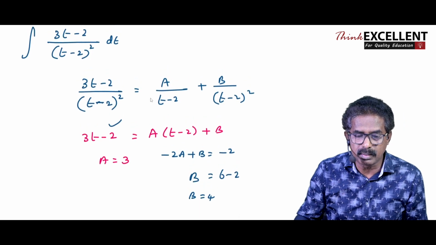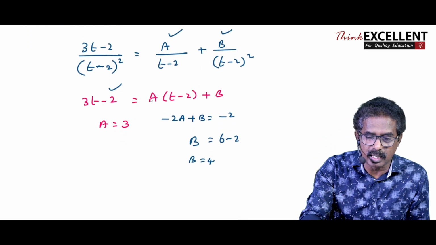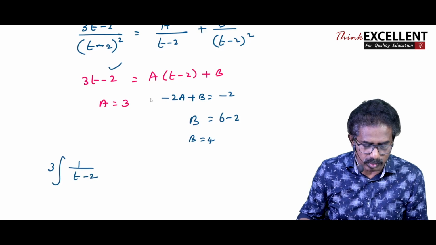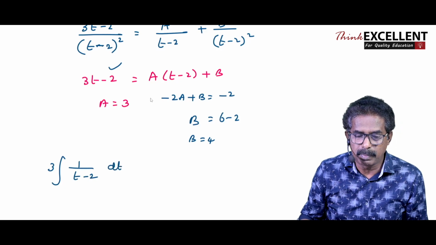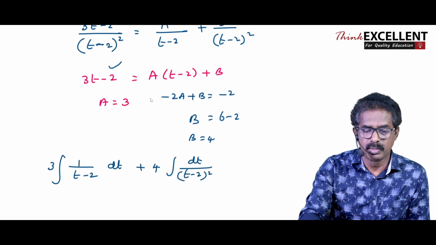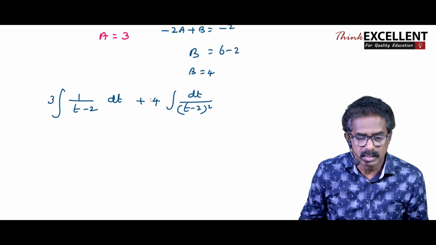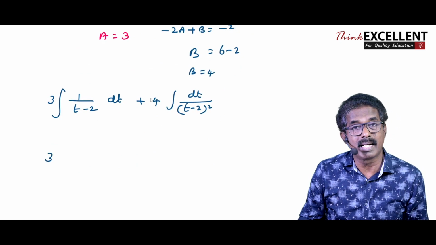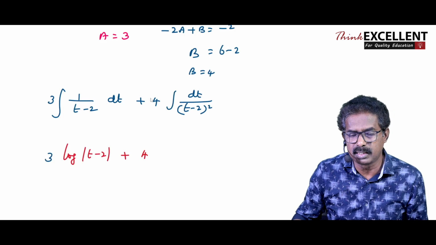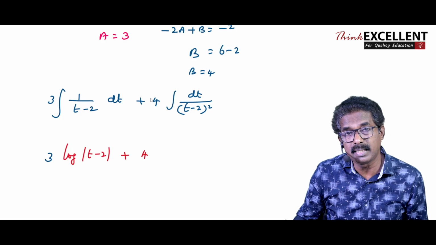Now substitute this a and b. The integral, a value is 3, I take that 3 outside: integral of 1 by t minus 2 dt, that is one part. Plus b value 4, integral dt by t minus 2 the whole square. So you can save time here. 3 into 1 by x is log x, so this is log of t minus 2, plus 4 into 1 by t minus 2 square.